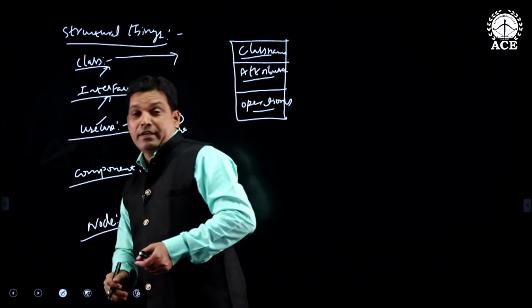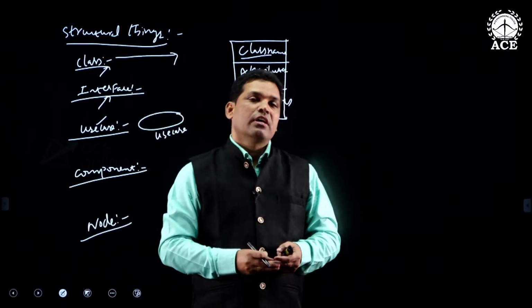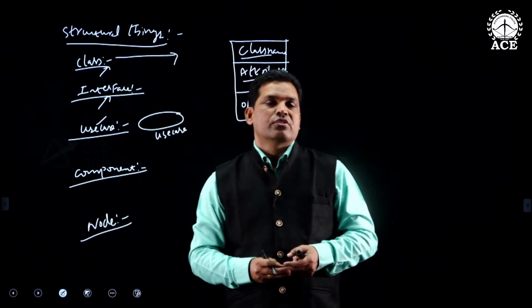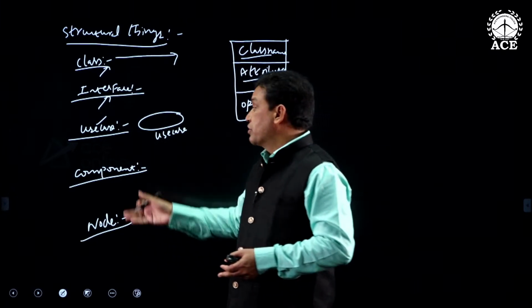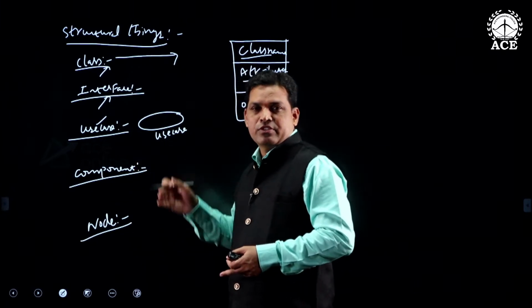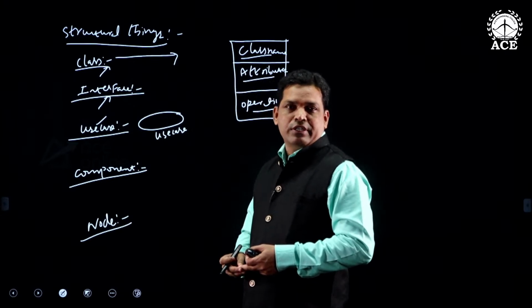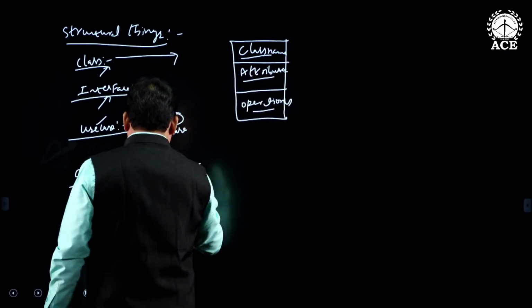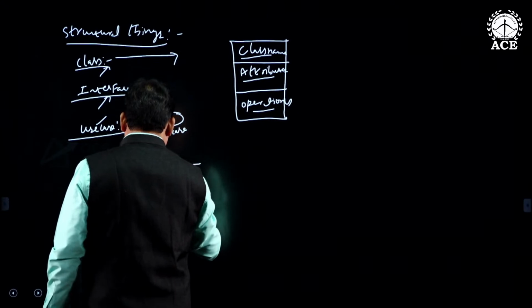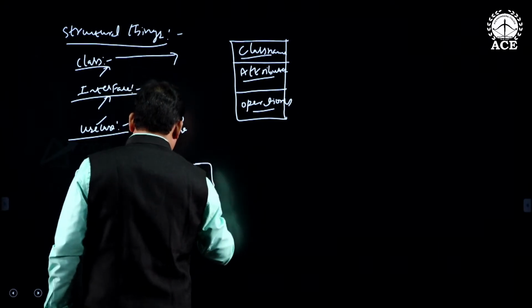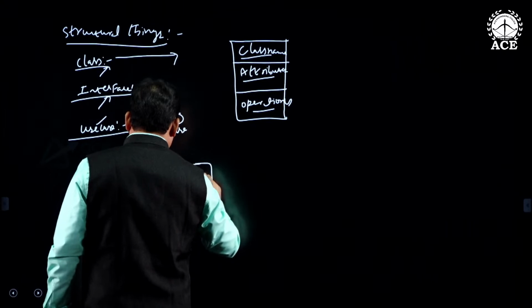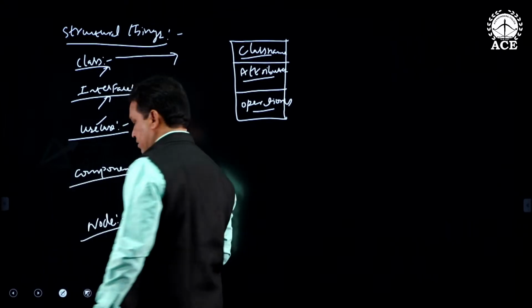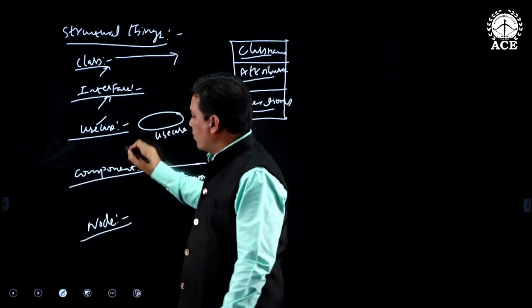Coming to component. What is a component? A physical replaceable part of a software system, we call it a component. Executables, files, libraries, all those come under components. What is the graphical representation of component in UML? This is the graphical representation of component. A physical replaceable part of a software system, we call it a component, right?